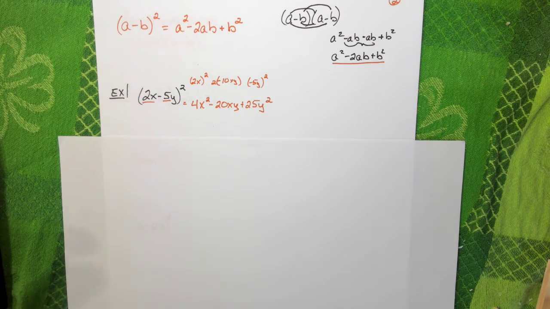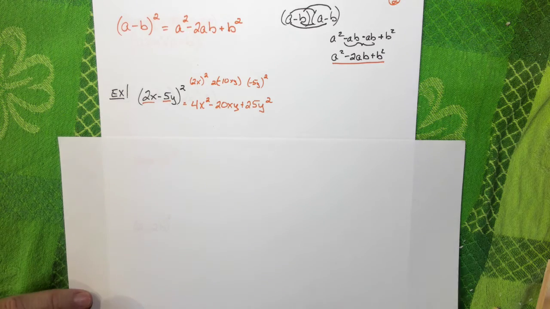Shortcut. Yes, you can FOIL that thing. Yes, you can set up a vertical problem and do it. This is taking me less time to do all that stuff because of the setup.